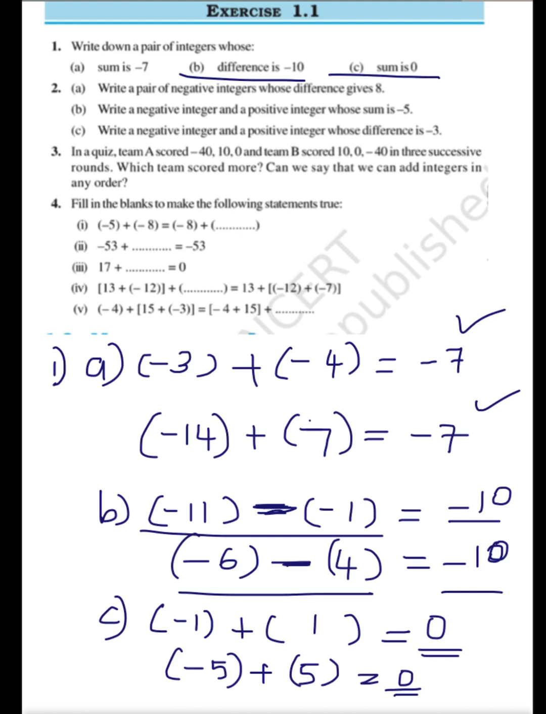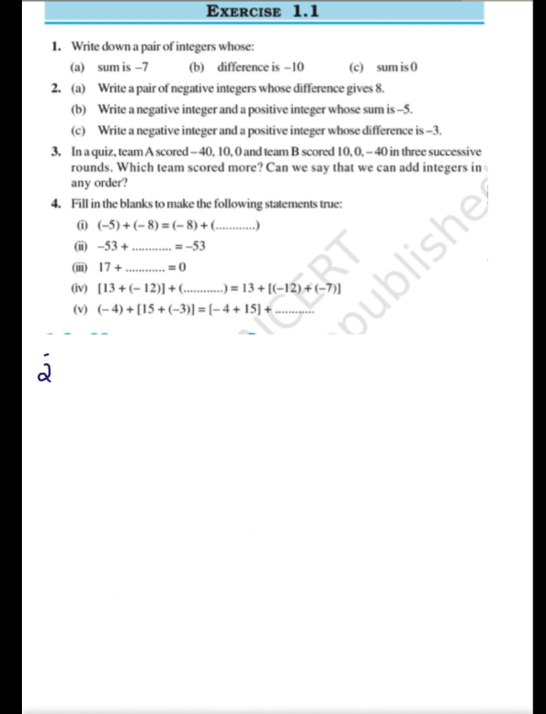Now let's see the second question. What is the second question? Second question is that write a pair of negative integers whose difference gives 8. That is A. We have to write a pair of negative integers whose difference gives 8. We are going to take two negative integers and we are going to take the difference. And what should be the answer? Answer should be 8.